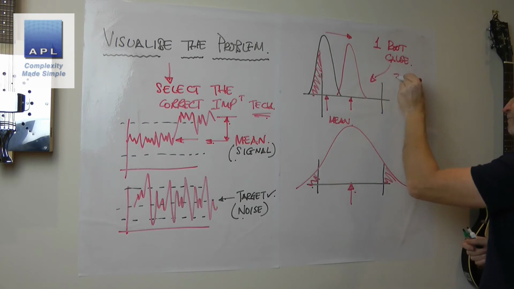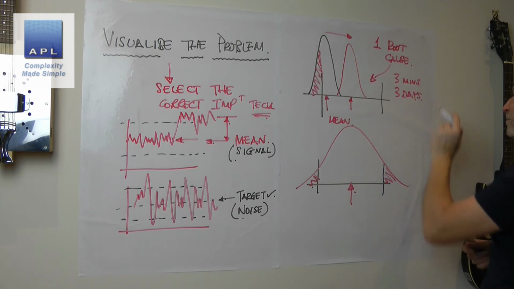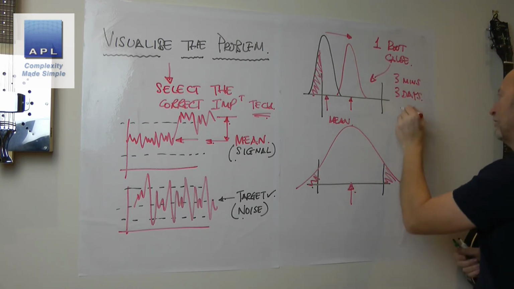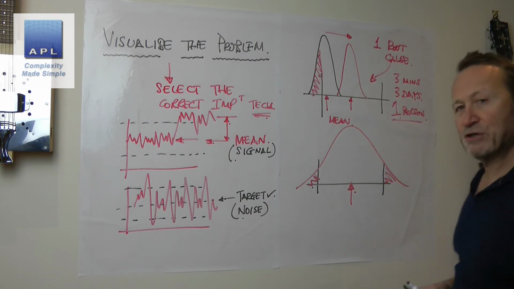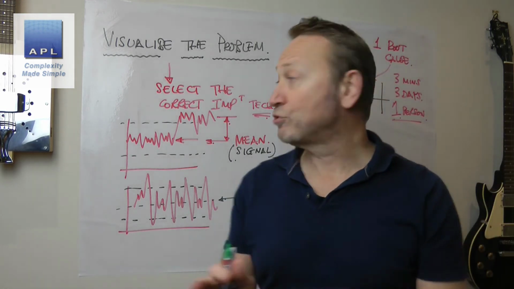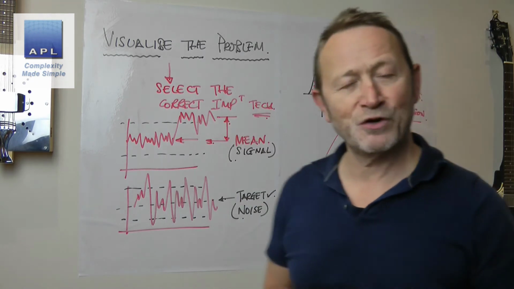Usually it'll take 3 minutes or maybe 3 days to fix. Usually one person can fix it. You might choose to use the 5 whys, yeah? So select the correct improvement technique.